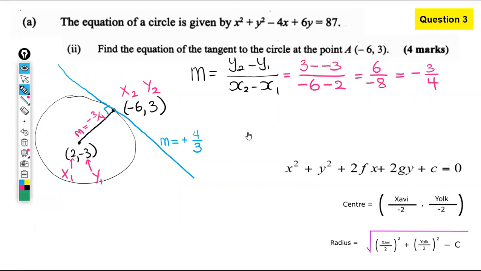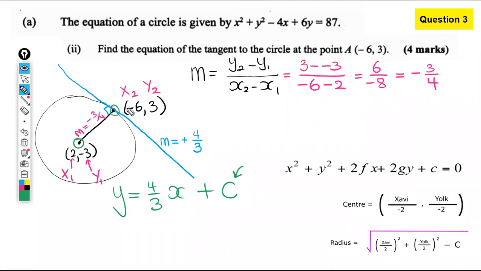We know the tangent is a straight line. So the equation of a straight line is y is equal to mx plus c. We just found out the gradient of that tangent was 4 on 3. We just need to find its y-intercept. Now, to find the y-intercept, we need a point on the tangent. Which point are we going to choose? The 2, minus 3 or the 6 or the minus 6, 3? Which one are we going to choose in order to find the value of c, our y-intercept?